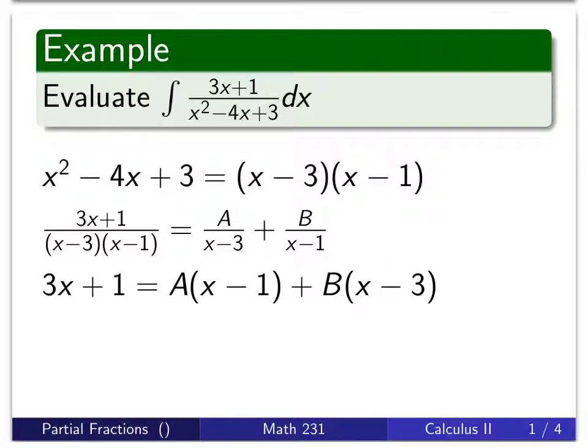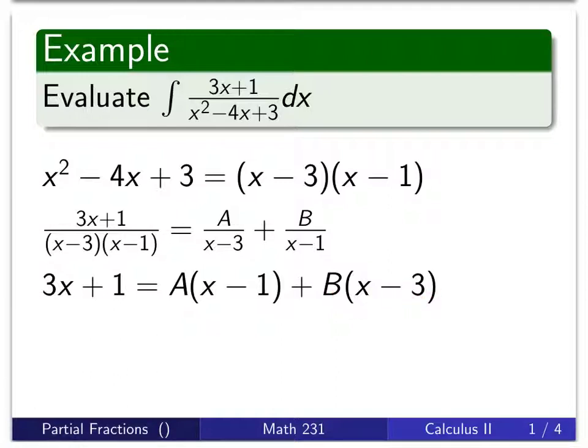What we do now is multiply both sides by the denominator. What will happen is the x minus 3 will cancel with this x minus 3 for the first term, leaving the factor of x minus 1. And when I multiply x minus 3 times x minus 1 by the second fraction, the x minus 1's will cancel, leaving an x minus 3 multiplied by the b here.